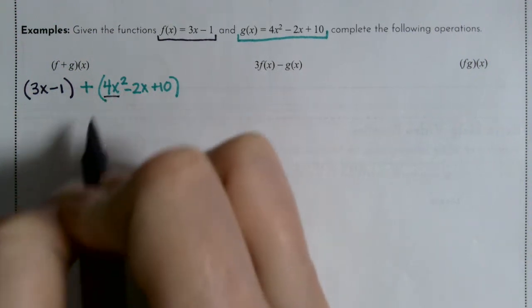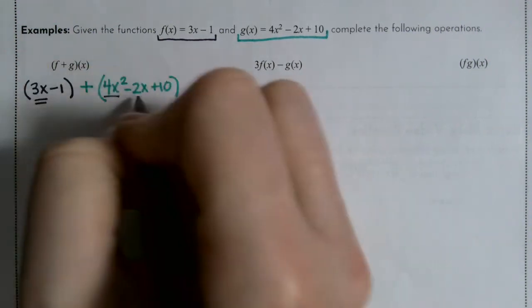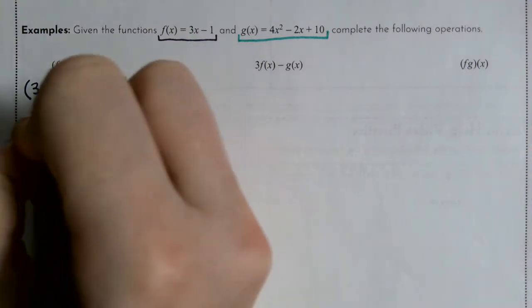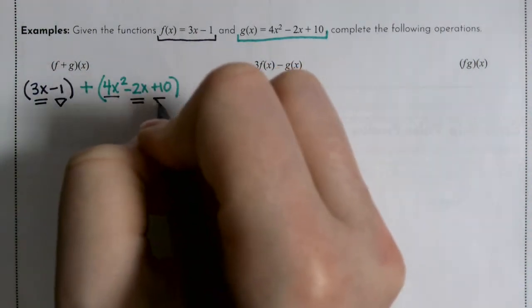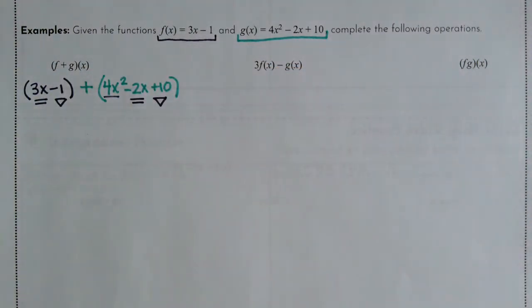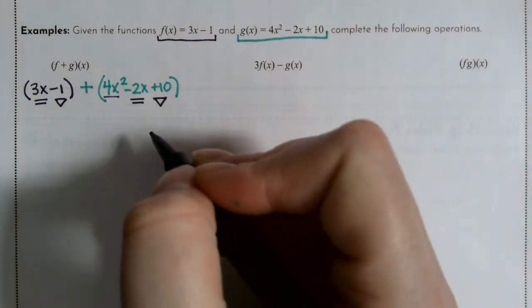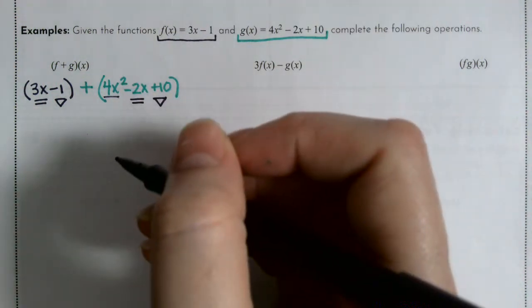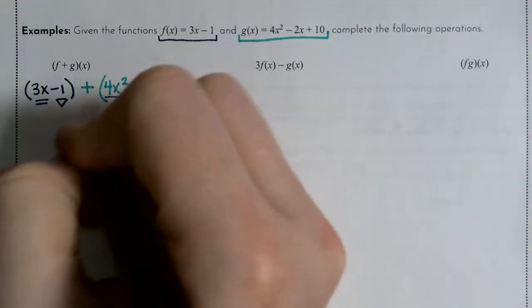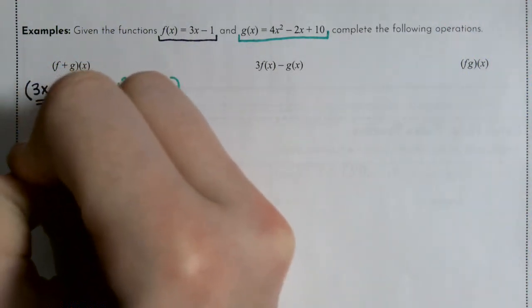So 4x squared is alone, 3x and minus 2x go together, and negative 1 and 10. And I do want to put these in order from highest exponent to lowest. That should be your habit after our last couple units. So I'm going to have 4x squared first.